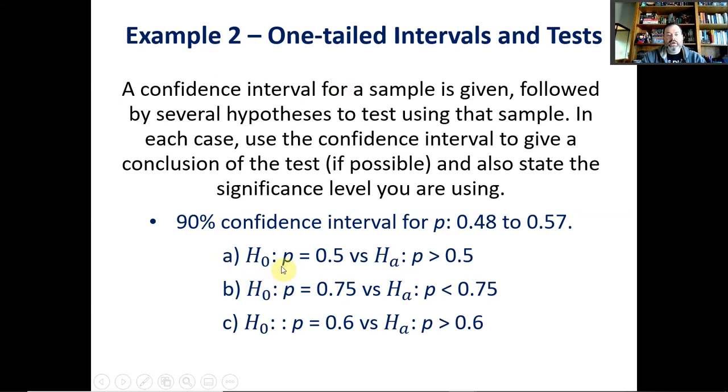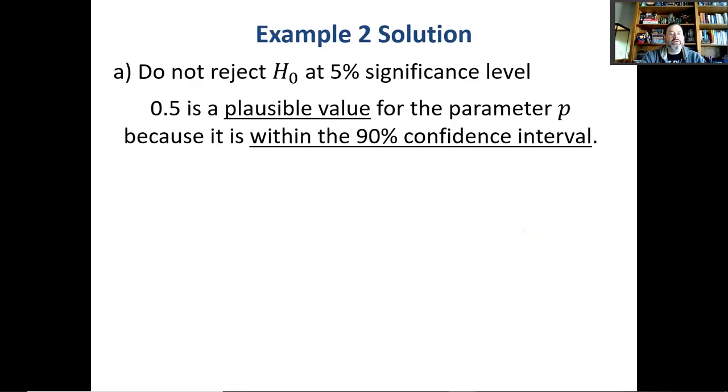So if the null hypothesis is p equals 0.5 against p greater than 0.5, look at the null parameter value. 0.5 is in the interval, so we do not reject. And again, alpha is 5%.